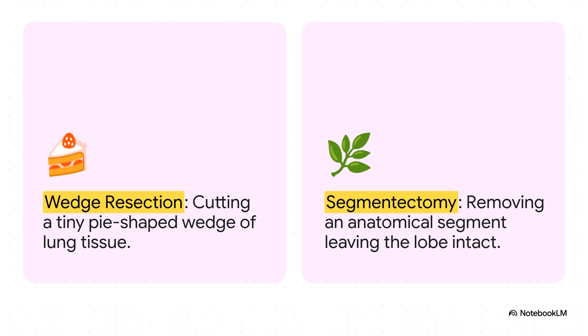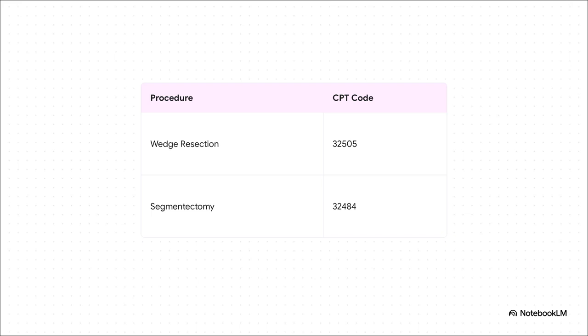A segmentectomy, however, follows strict anatomical boundaries to remove a whole segment, an entire twig, while carefully leaving the rest of the lobe intact and functioning. Pulling straight from our coding tables, notice the clear, undeniable distinction between code 32505 for a therapeutic wedge resection and code 32484, which you use when a single anatomical segment is completely removed. It's a completely different level of surgical dissection, and your coding must reflect that massive jump in complexity. But what happens when the surgeon takes even more?